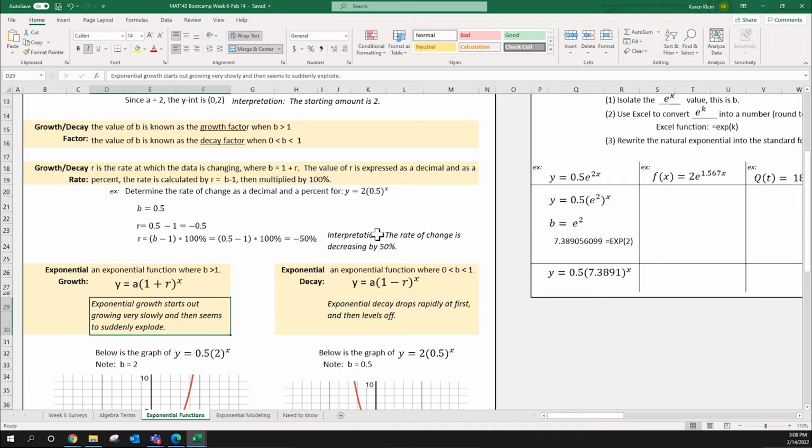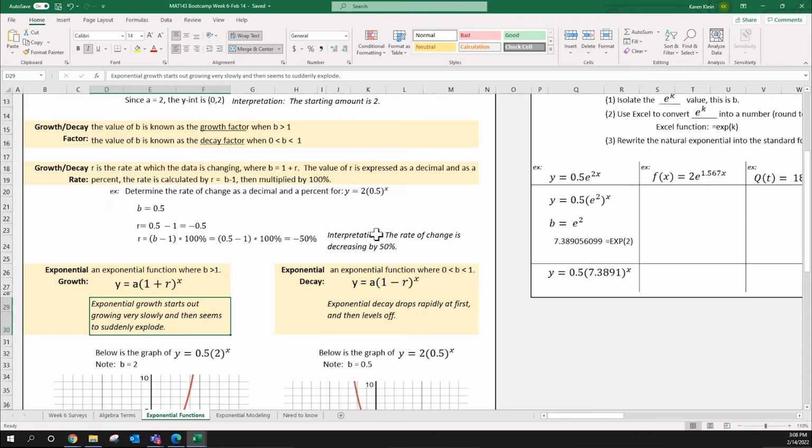So r is known as the rate at which the data is changing, and we find r by looking at b. b is defined as 1 plus r. The value of r is expressed as a decimal in our equation, but in a word problem, you might see it represented as a percent. We can calculate the r by just isolating the r. In other words, just take the value of b, subtract off 1, and multiply that by 100. That gives us our percentage.